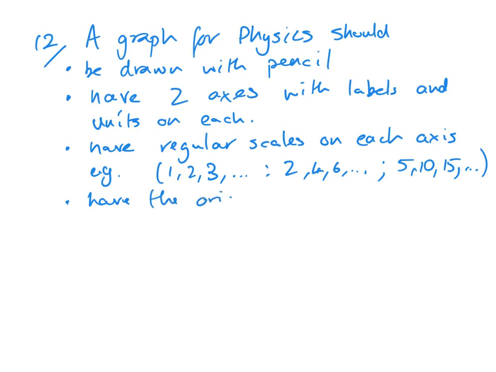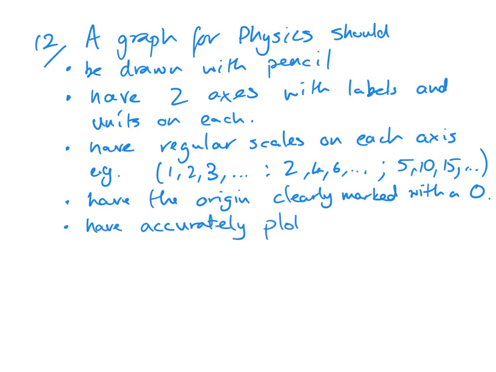So we always clearly mark the origin with a 0. It should have accurately plotted points. With a cross at each. Okay, not a dot.